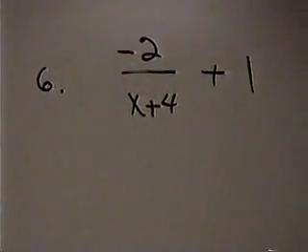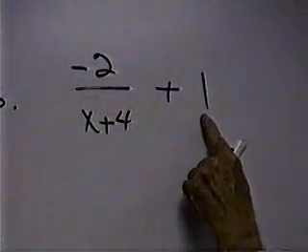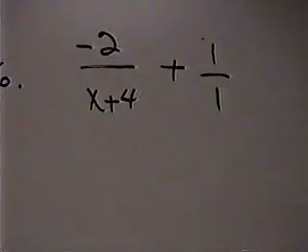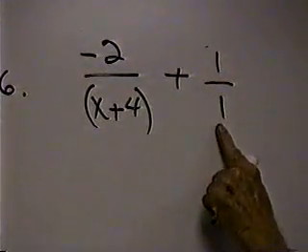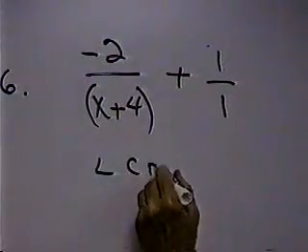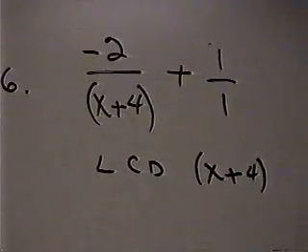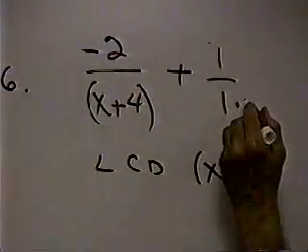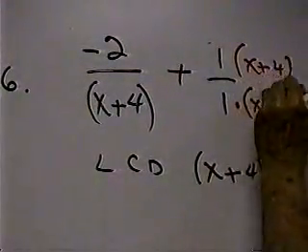Now, what this example is trying to show you is, if you have something like that, really what you have is 1 over 1, because you have this parenthesis and 1. So your common denominator is x plus 4. All I have to do is multiply this top and bottom by x plus 4 over x plus 4.